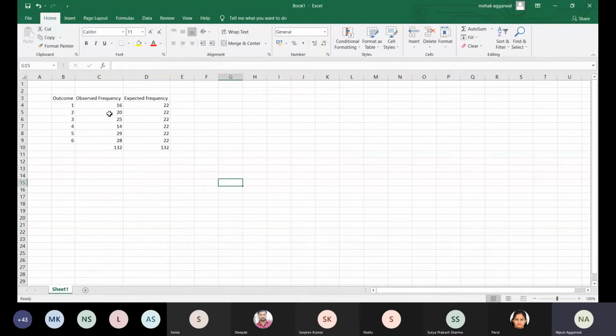It is not like the dice has 1 printed twice and 2 not printed at all. A dice is a fair dice with 1 to 6 faces, and each face has an equal chance to come. So if the total is 132, it is 132 divided by the number of outcomes, which is 6, so 22. Take the example of 36 times: if I throw a dice 36 times, 36 divided by 6, every face will come 6 times in expected frequency.